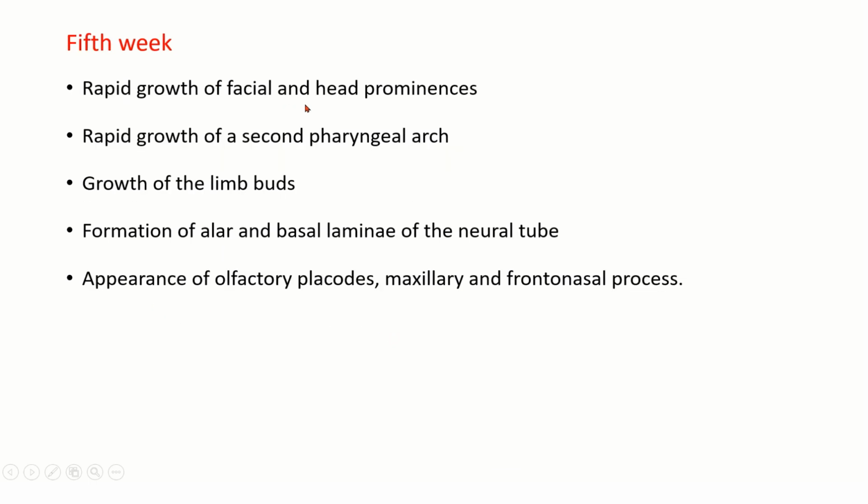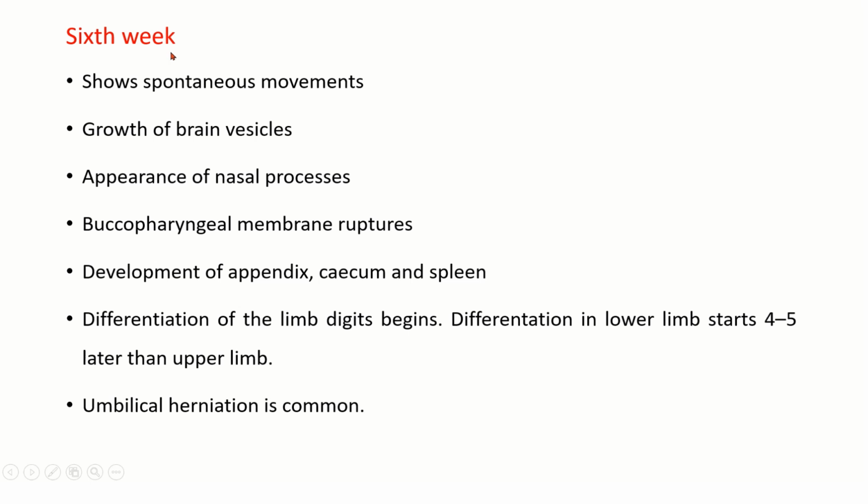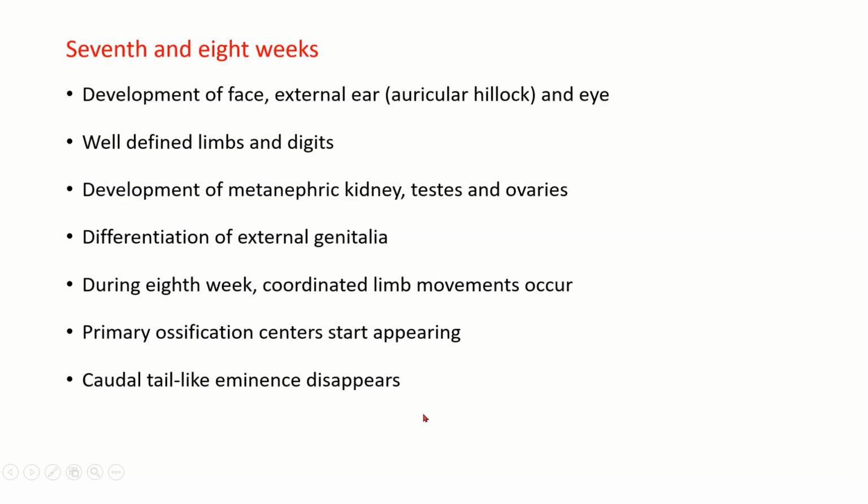Fifth week: rapid growth of facial and head prominences, rapid growth of second pharyngeal arch, growth of the limb buds, formation of the alar and basal laminae of the neural tube, appearance of olfactory placodes, maxillary and frontonasal process, which will be dealt with in the development of the face. Sixth week shows spontaneous movements, growth of brain vesicles, appearance of nasal process, buccopharyngeal membrane ruptures, development of appendix, cecum and spleen, differentiation of the limb digits begins. Differentiation in lower limb starts 4 to 5 days later than upper limb. Umbilical herniation is common during this week.